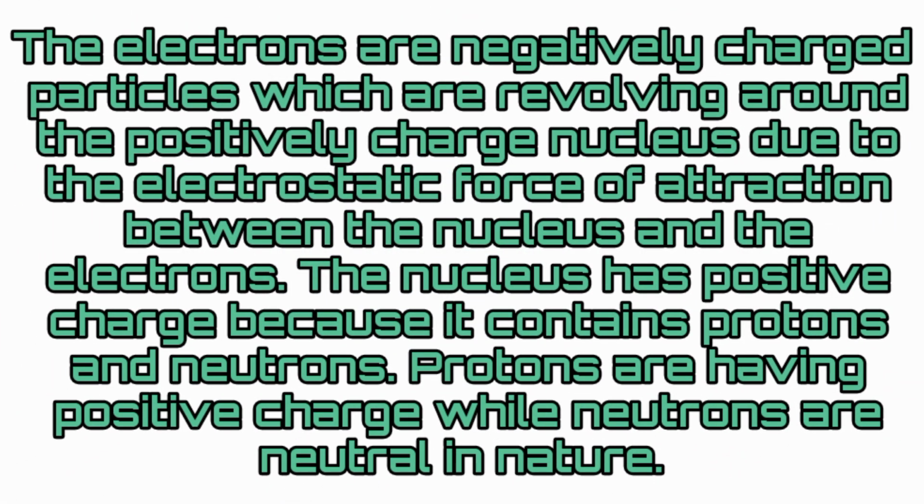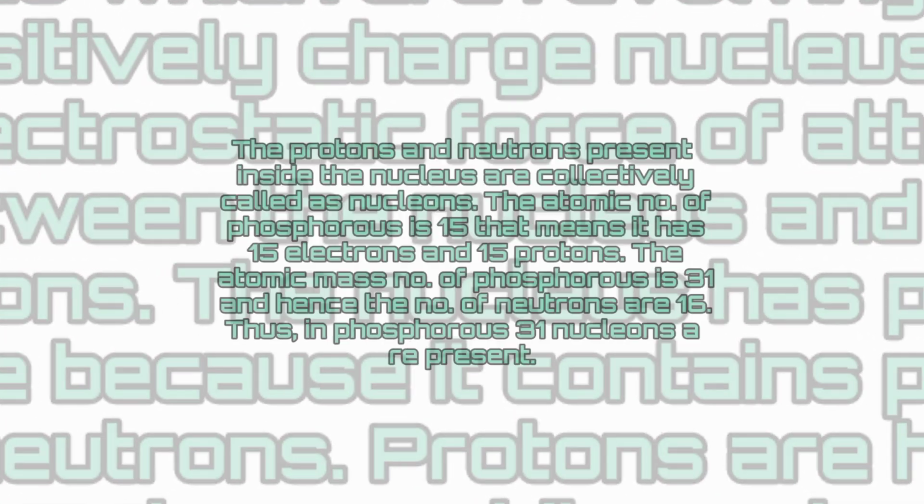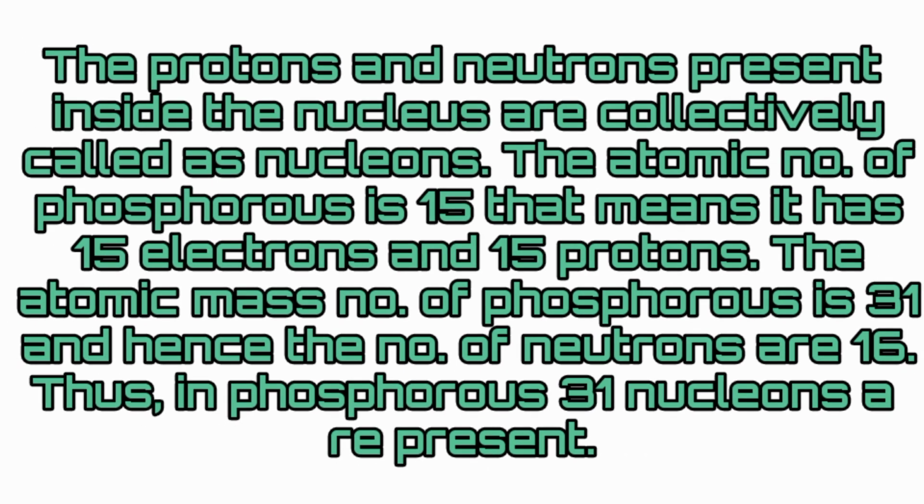Answer. The electrons are negatively charged particles which are revolving around the positively charged nucleus due to the electrostatic force of attraction between the nucleus and the electrons. The nucleus has positive charge because it contains protons and neutrons. Protons are having positive charge while neutrons are neutral in nature. The protons and neutrons present inside the nucleus are collectively called as nucleons.